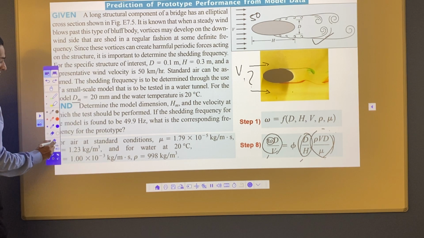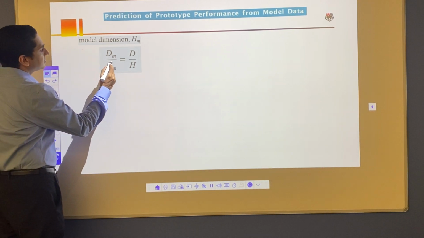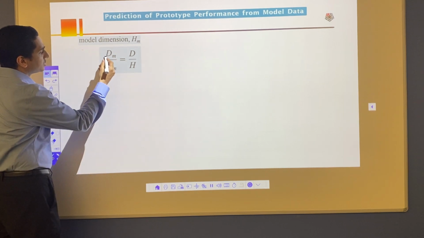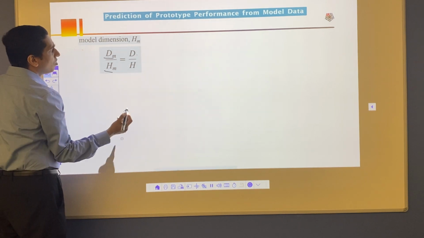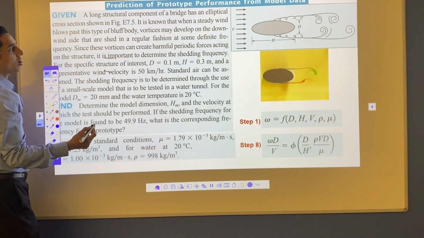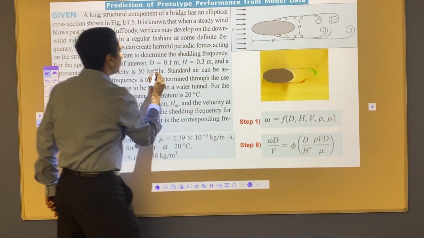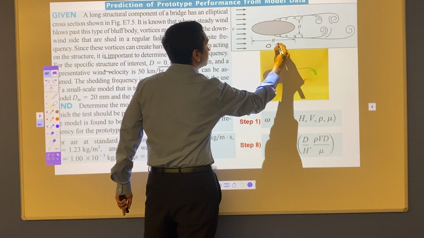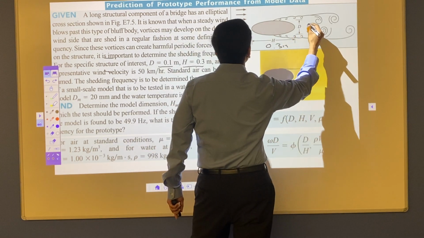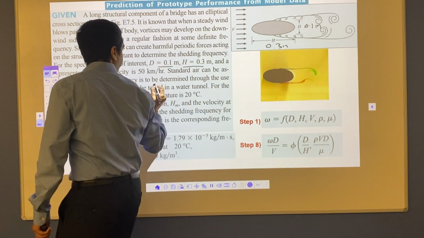So now the way we solve this problem is, first we get model dimensions. Now model dimensions, the ratio is going to stay the same. So this is one of my pi terms, dm by hm, m for model, is equal to d by h. We have already some dimensions here. Now in the problem they have already given for this prototype, d is equal to 0.1, h is equal to 0.3. So this h is equal to 0.3 meters and d is equal to 0.1 meter. So that is already given.